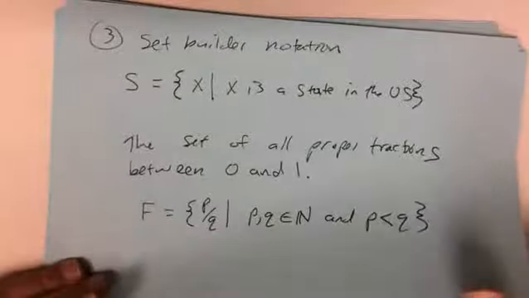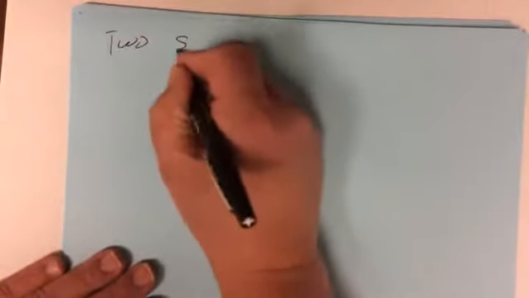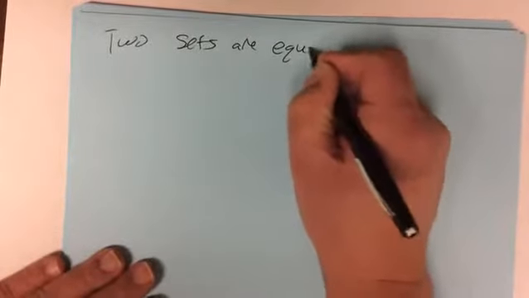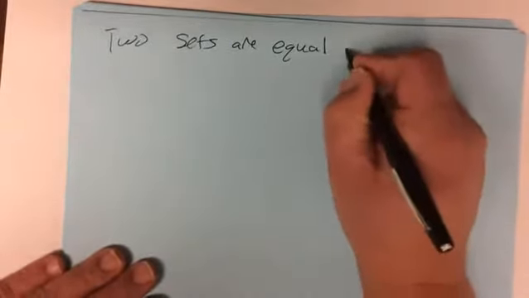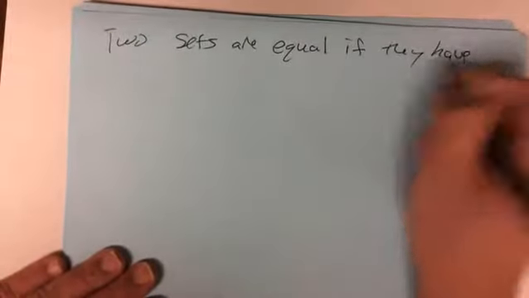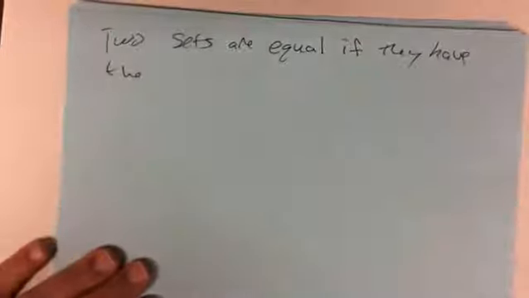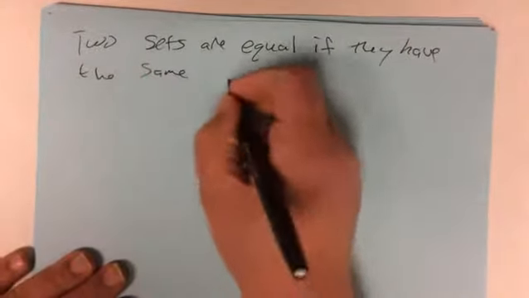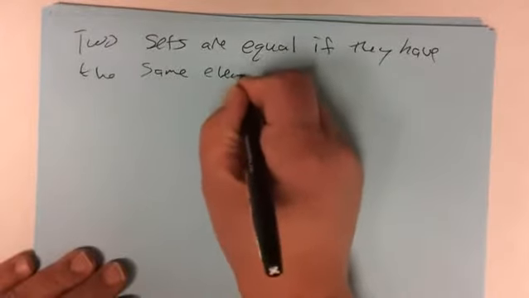Okay? So a few other concepts in this first section here. Two sets are said to be equal if they have the same elements.